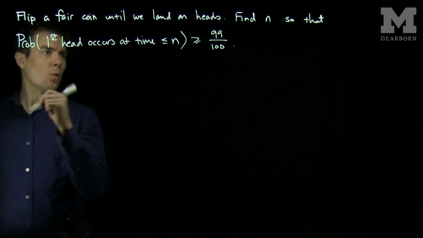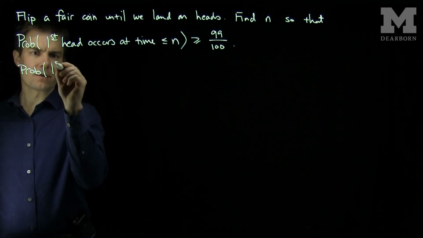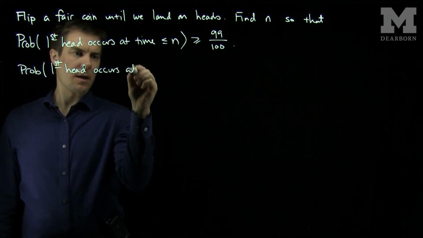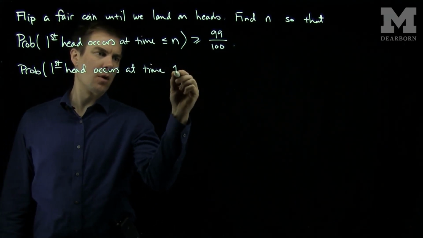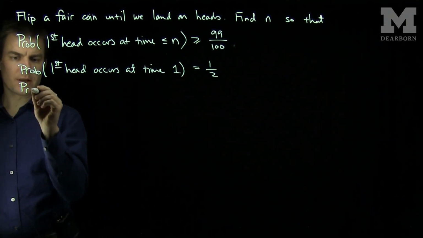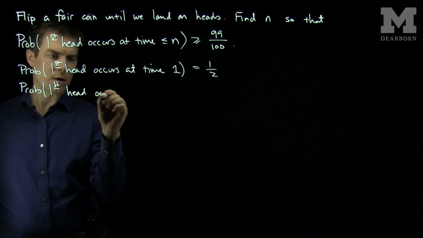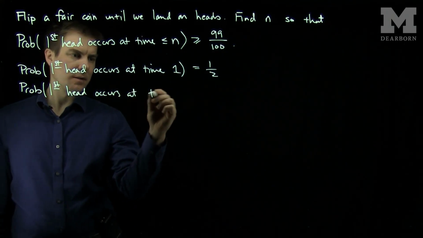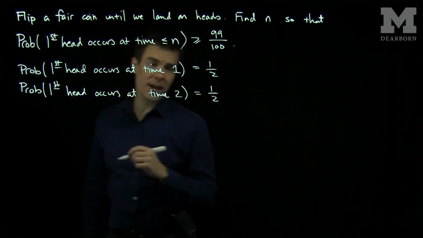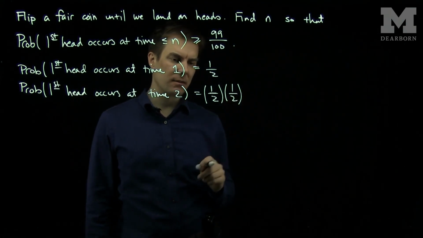So we'll do some simple examples first. The probability that the first head occurs at time 1 will be 1/2. The probability that the first head occurs at time 2 will be 1/2 for the tails that came on the first event, and then 1/2 for the heads at the second event.